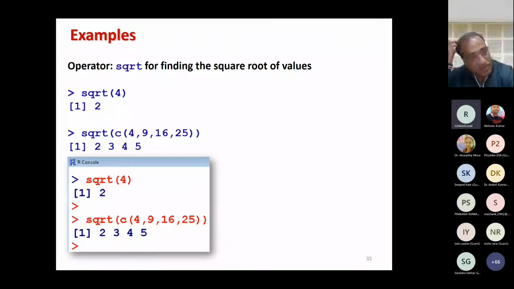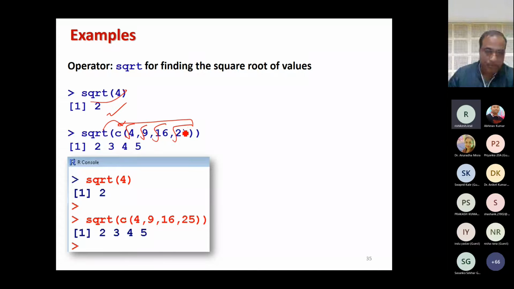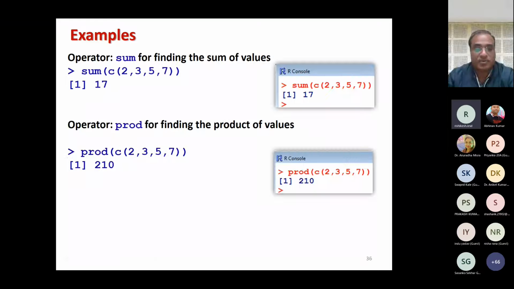Similarly, if you try to take the function SQRT, you can see that the square root of 4 is 2. But if you take a data vector 4, 9, 16, 25, the square root function will apply inside. This will be the square root of 4, of 9, of 16, and of 25, which becomes 2, 3, 4, and 5. So once again, you can see this is happening. Now, what will happen if you try to take a negative number? You can try, and it will not give you any answer.